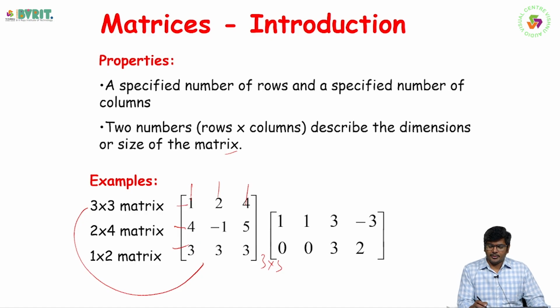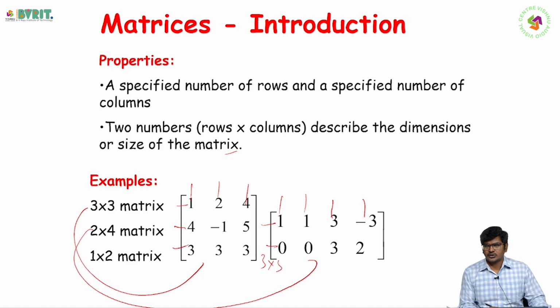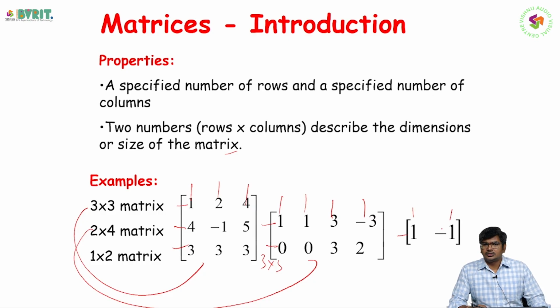Next, how many rows here? 2 rows, 1, 2. And how many columns? 1, 2, 3, 4. Therefore, 2 rows and 4 columns. This is an example of 2 rows and 4 columns. And here 1 row and 2 columns. Therefore, this is a 1 by 2 matrix order.